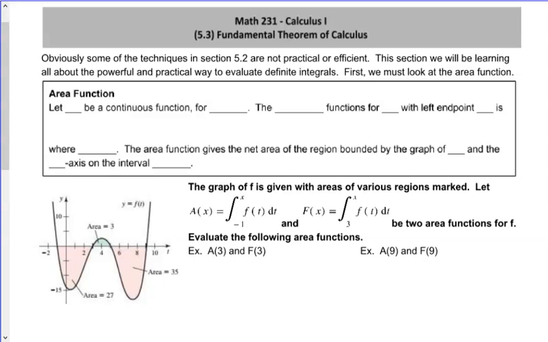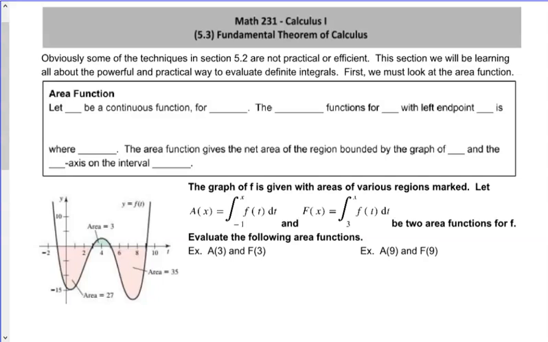Here we are moving right along into section 5.3, which is one of the sections in calculus that you do not want to miss whatsoever. Obviously, some of the techniques that we saw in section 5.2 are not practical or efficient. Well, they might be practical, but they are not fully efficient if we have a really long string of function values that we have to figure out and add up, times them by the delta x and such. So in this section we are learning all about the powerful and practical way to evaluate definite integrals.